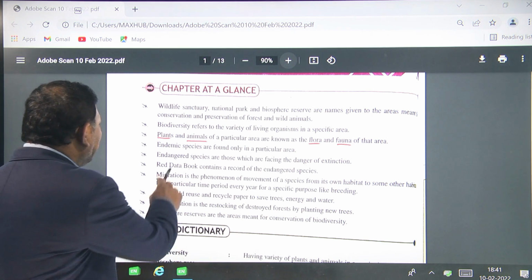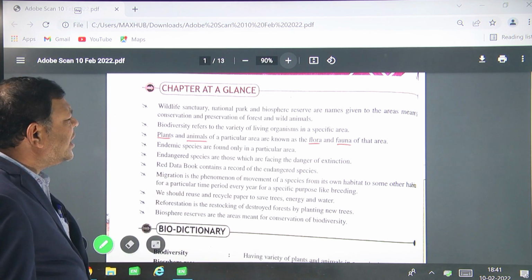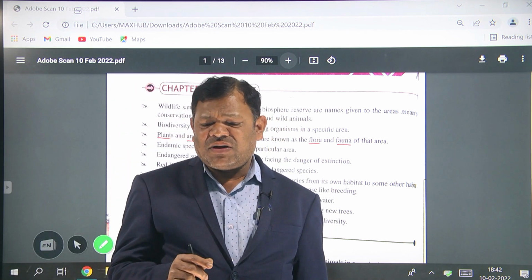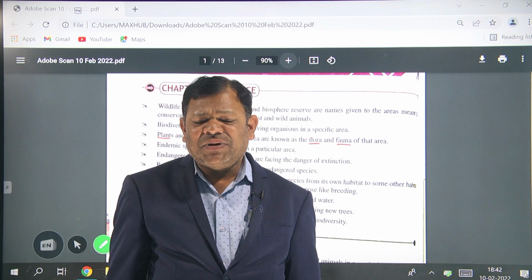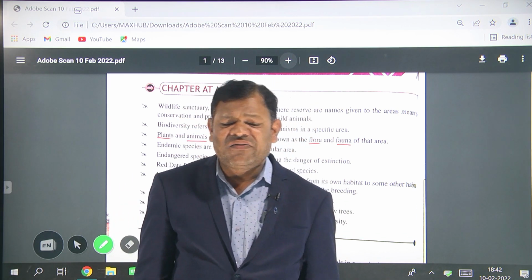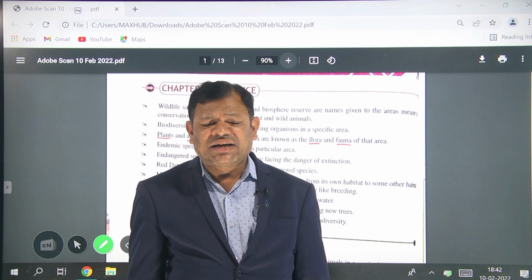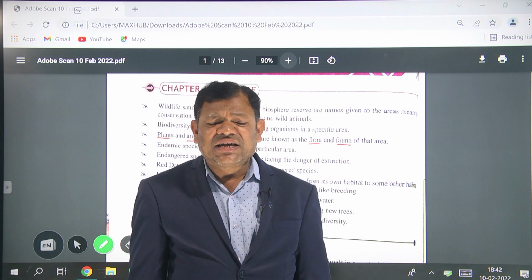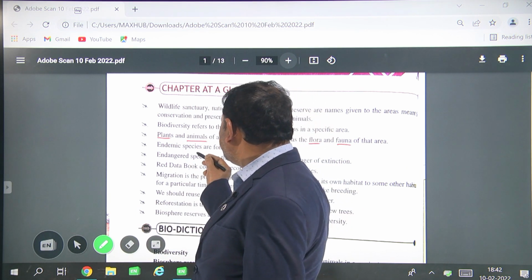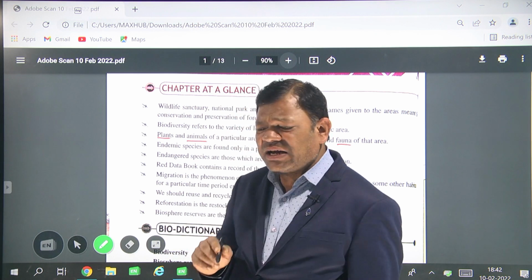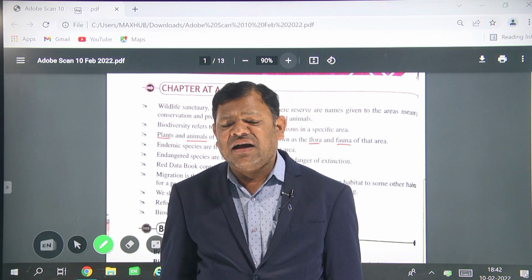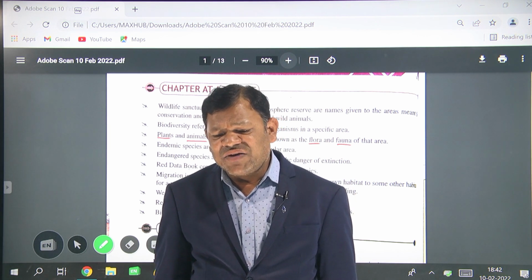Next, endemic species are found only in a particular area. For example, you know very well, in Australia kangaroos are present, in New Zealand kiwi birds are present, in India tigers are present. So these are the endemic species. Endemic species are found only in a particular area, a particular country. We can see kangaroos only in Australia. Can we see them anywhere else?